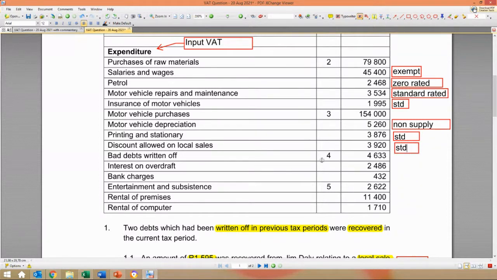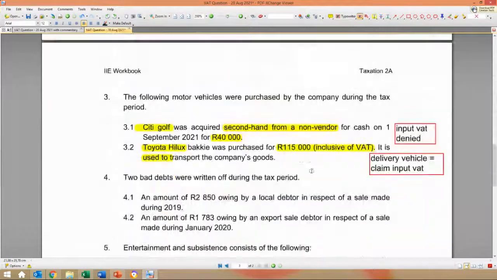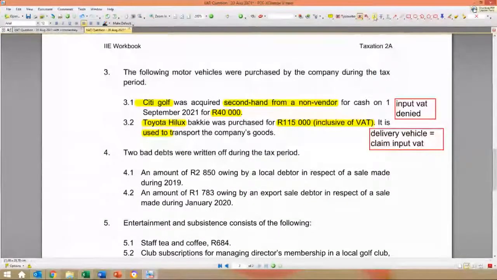Now we get to the bad debts written off. Now, bad debts written off, we need to go look at what type of debt it was. So is it a local debt? Is it an export debt? Because that would influence whether it's a standard rated or zero rated supply. So let's go look at point number 4 to see what type of information they provide to us. So they tell us there were 2 bad debts written off.